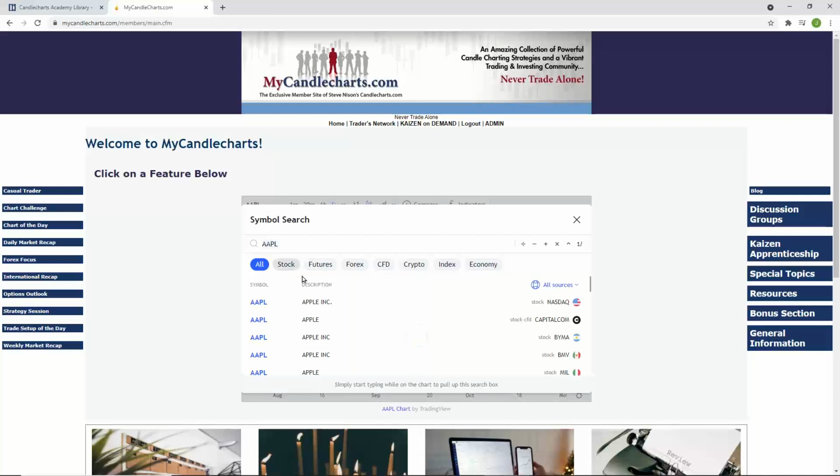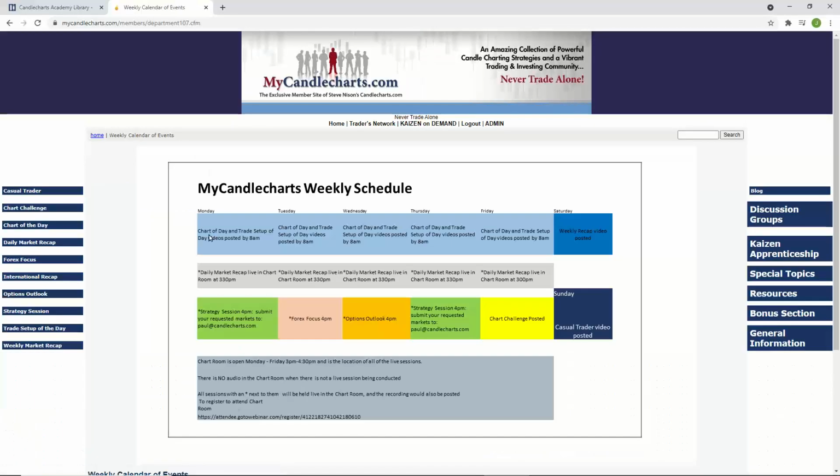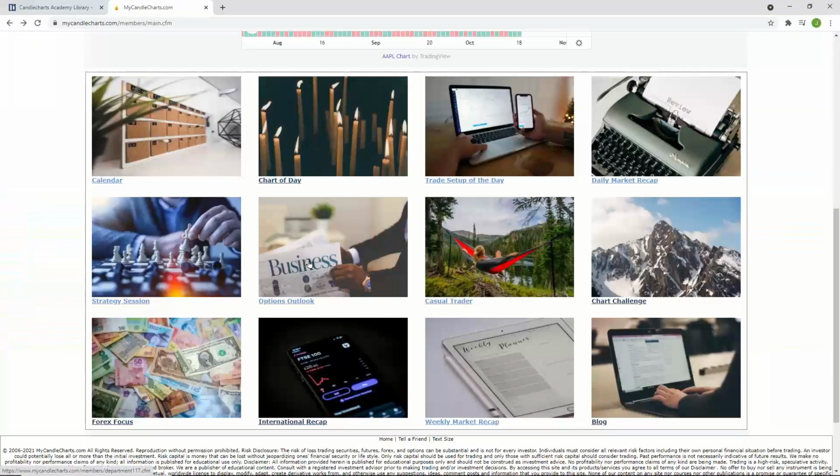You can just change this over here, and you can change that to anything you want. We won't change it for now. We'll just leave it. But down here, again, look at the bright, beautiful pictures. We did this to make things simple for you. Calendar of what's being provided when, what times. We got strategy sessions, forex focus, options outlook Wednesday, that's my specialty, and then another strategy session. So we got 2 strategies a week. Isn't that great? There you go, options outlook.